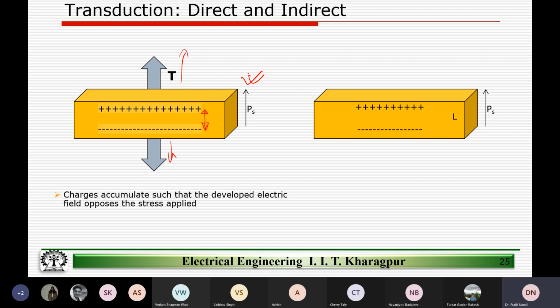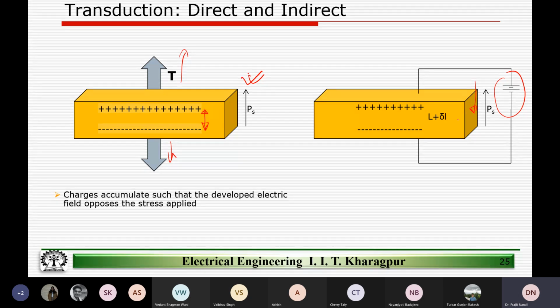And similarly, what we saw is if we apply a voltage as shown, please note the direction of the voltage source. The electric field that we're applying because of this external battery is opposite to the poling direction, right? So an easy way to remember things is: if the external field is in the opposite direction to the poling direction, then the material will actually deform to reduce. The delta L will be negative, right?